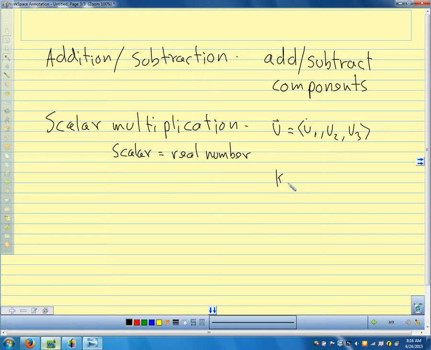Do you remember what we do to multiply this vector by a scalar? Multiply each component. So we're just ku1, ku2, ku3. And what does multiplying by a scalar do to the magnitude? So say we multiply by 2. Doubles it. Multiply by 4, quadruples it. So multiplying by a scalar just makes our vector longer.